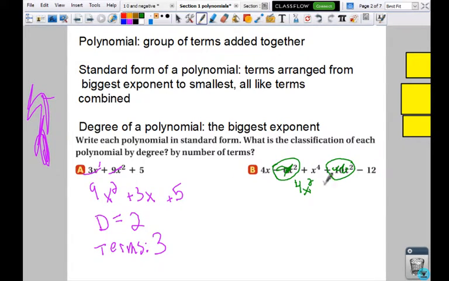Alright, so I combine these, now I'm going to write it in standard form. My biggest thing is x to the 4. So I'm going to write that down and cross it out just so I know I did it. My next biggest exponent?